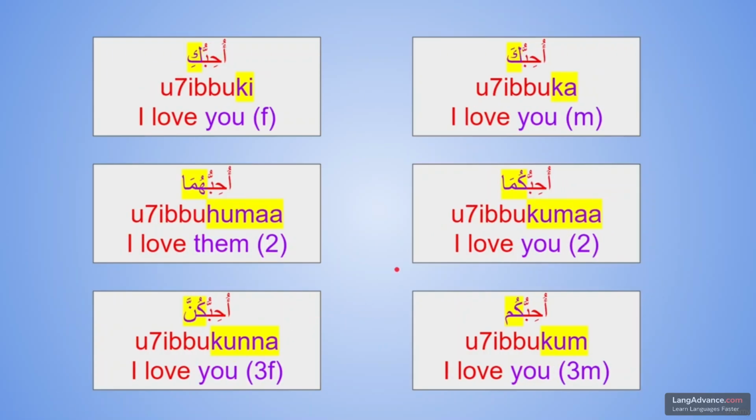And then I have to say I love you, addressing a male, أحبك. And then addressing a female, I love you, أحبك. And then addressing two people, أحبكما. And then I want to say I love them, the two of them, أحبهما. And then addressing a group of people, males or mixed, أحبكم. And then addressing a group of females, أحبكن.